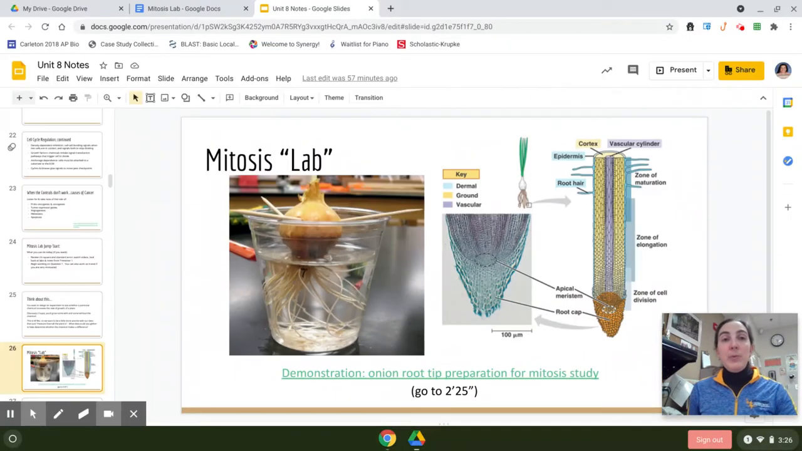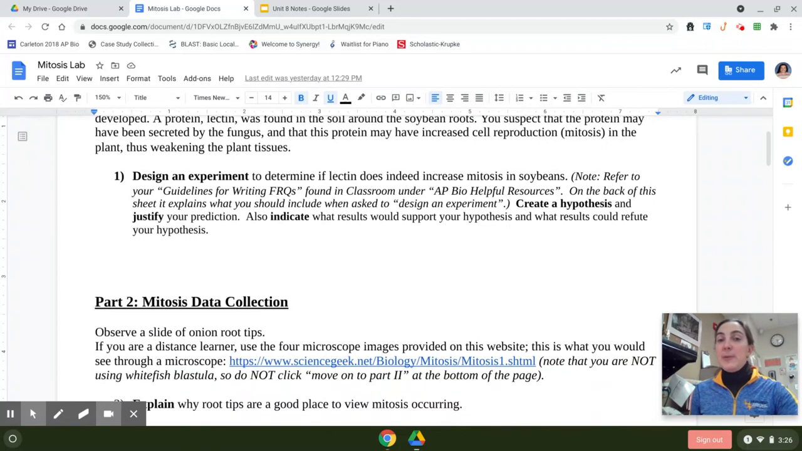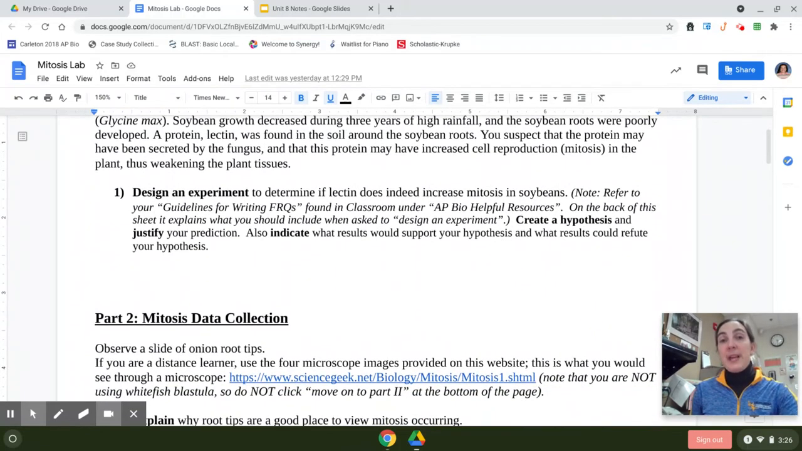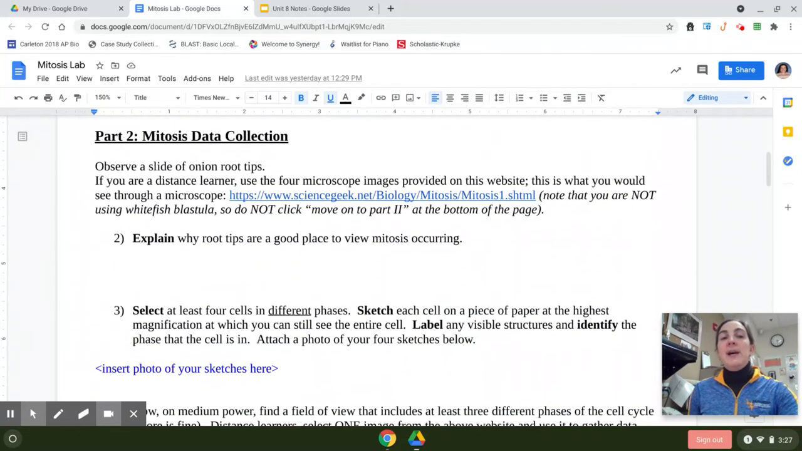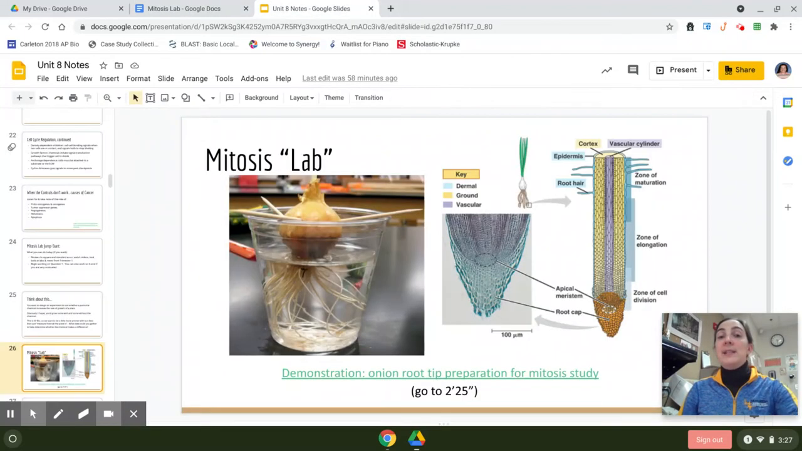The lab that we're doing looks like this. This is that first design an experiment that I just told you about. You can read that first paragraph to read a little more about the specific chemicals that we're talking about here. The part that we're focusing on in class today is the data collection. So this has to do with identifying the phases of mitosis and looking at some actual slides.